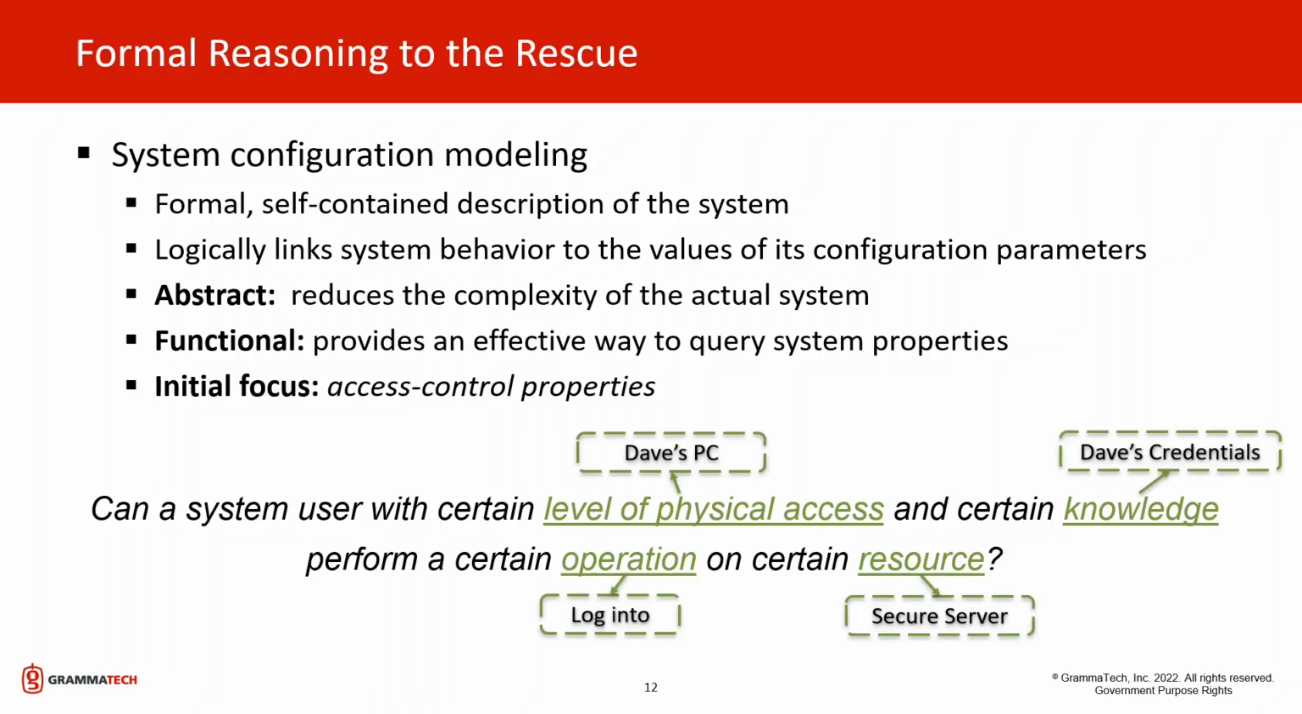Returning to our example, we can establish whether the company's security policy is satisfied by checking the following property. Can someone who has physical access to Dave's PC and knows passwords to Dave's accounts log into the secure server? If this property holds, the policy is violated. An interesting thing to observe about this property is that it combines concrete configuration options, such as file permissions, SSH configuration, and user account setup, with notional aspects, such as physical access and human knowledge.